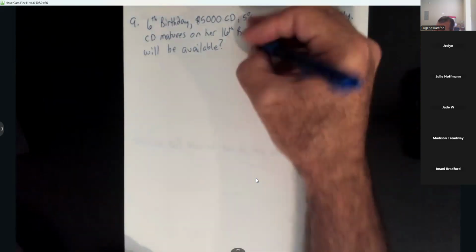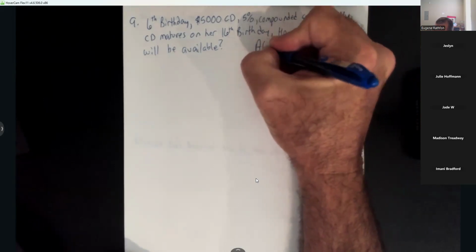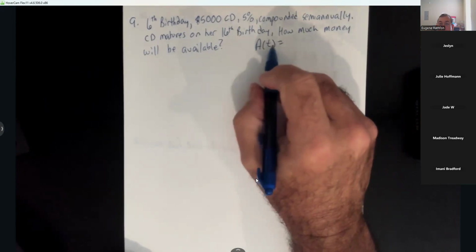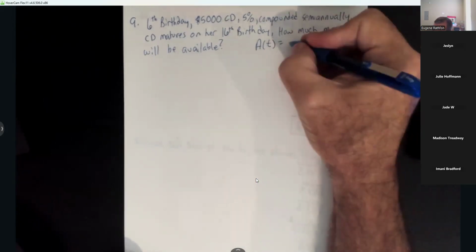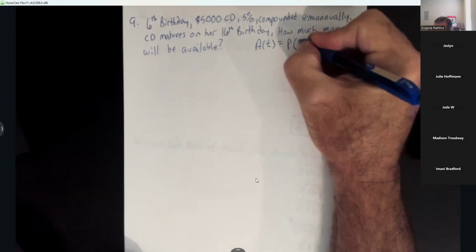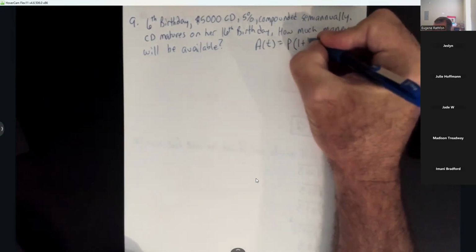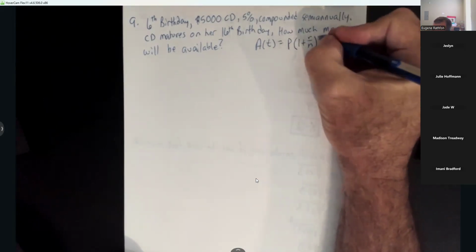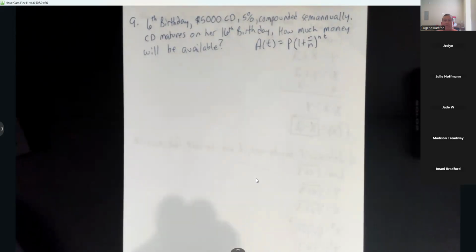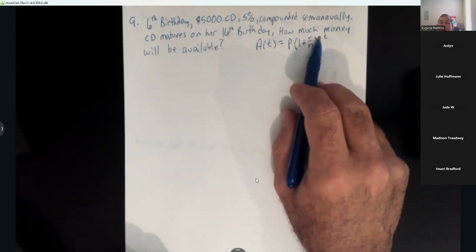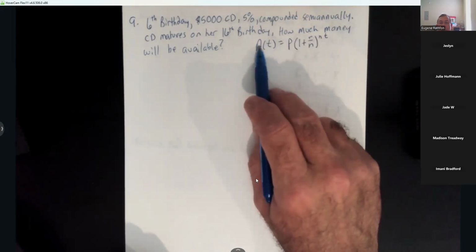Okay, so this one I gave you a formula. Remember, it was A of T. The amount in the account at any time T equaled P, which was my principal balance, times 1 plus R divided by N, all raised to the N times T. So we just got to fill in everything we know, punch it up, and we'll get the amount.